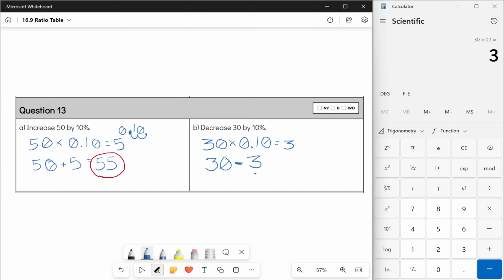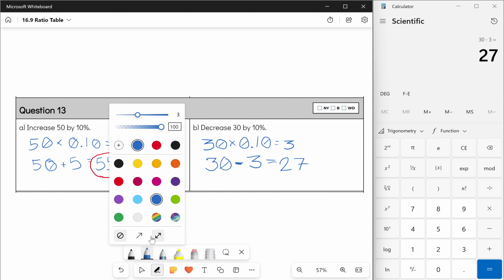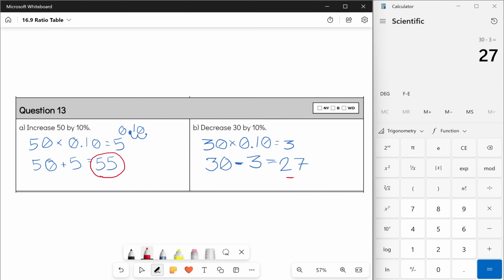30 minus 3. If I throw that into my calculator, lots of us can do it in our heads, but if you can't, that's okay. 30 minus 3 is 27. Always good to check your answer on the calculator, even if you think you have it in your head. It'd be a shame if you did everything right except for that last little step and you missed the grade just because of that. We circle our answers in red, and we are good to go, as they say.